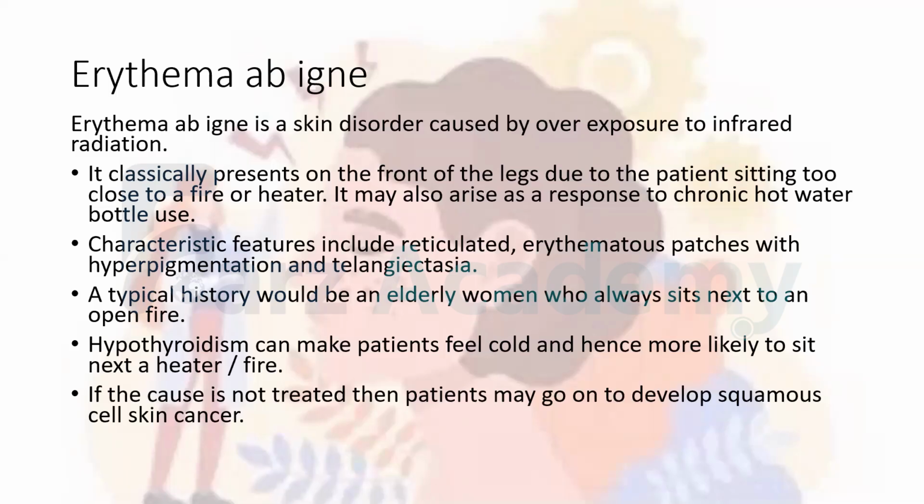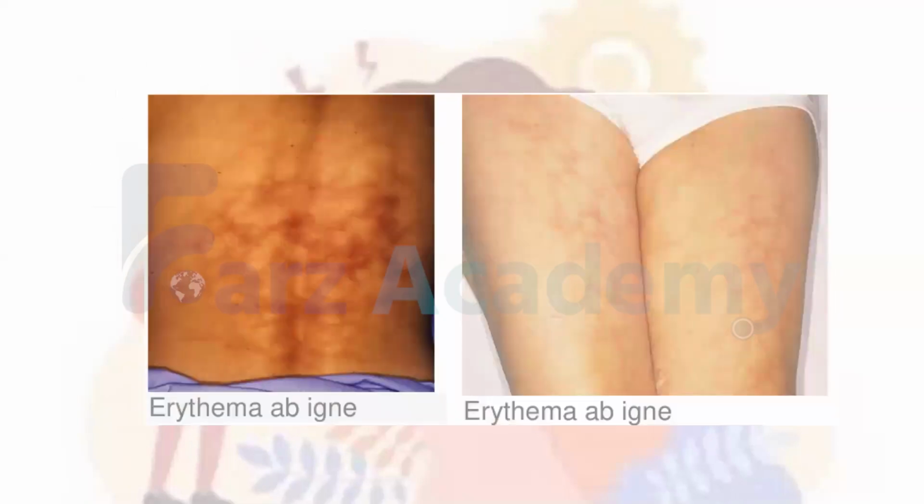What you have to remember in this topic is that it's a skin disorder caused by exposure to infrared radiation, how the history goes, and the risk of developing squamous cell carcinoma. This is an image depicting how erythema ab igne looks. They can give you an image and ask what this condition is, and they can give you a history as well. So images are also important when it comes to part 2 mainly.